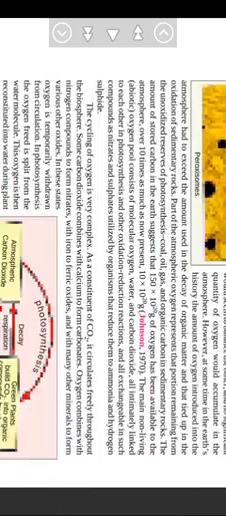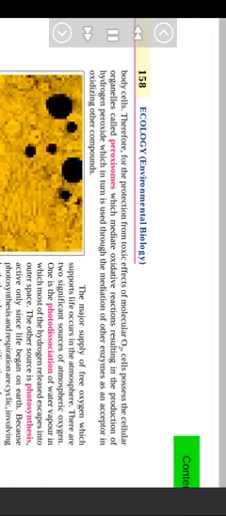Body cells. Therefore, for the protection from toxic effects of molecular O2, cells possess the cellular organelles called peroxisomes, which mediate oxidative reactions resulting in the production of hydrogen peroxide, which in turn is used through the mediation of other enzymes as an acceptor in oxidizing other compounds.